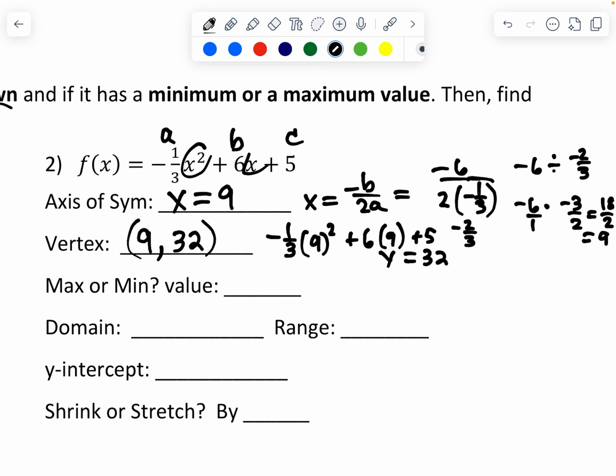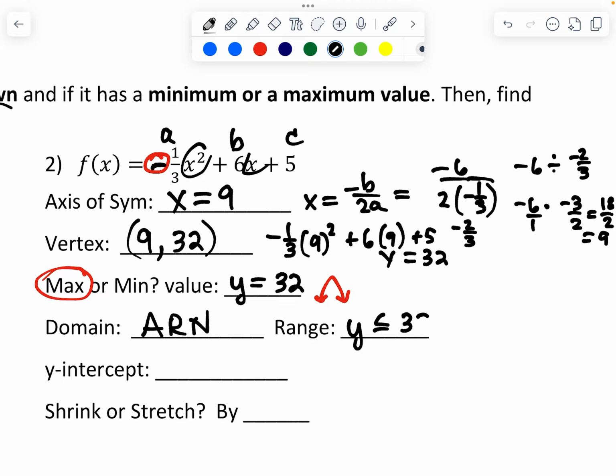Now, is this a maximum or a minimum? Because this value right here is negative, that means it's going to open down, and that is going to be a maximum. And the y value of the vertex is 32, so the max value is y equals 32. That means that's your high point. The domain is always all real numbers. The range, because it opens down and this is negative, is going to be y is less than or equal to 32.